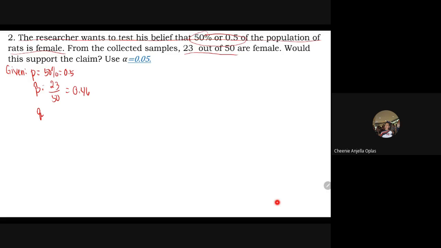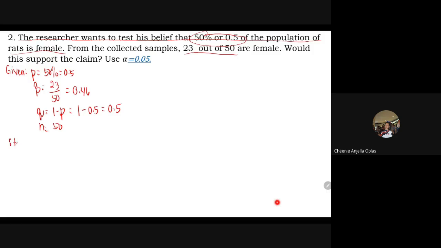And we know that Q is equal to 1 minus P. Our P is 0.5, therefore our Q is 0.5 because 1 minus 0.5 is equal to 0.5. The sample size here is 50.